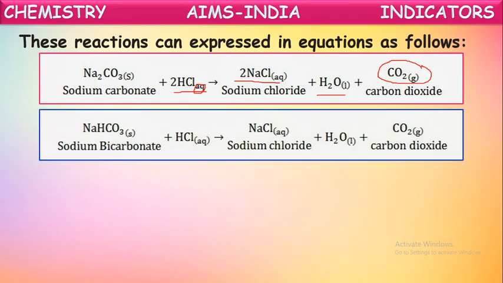If you see one more equation, that is the reaction of acid with metal hydrogen carbonate, which is also called bicarbonate. Here sodium bicarbonate is taken. Sodium bicarbonate on reaction with aqueous hydrochloric acid forms here also salt, water, and carbon dioxide gas. So metal carbonates and bicarbonates on reaction with acids form metal salt, water, and carbon dioxide gas as products.